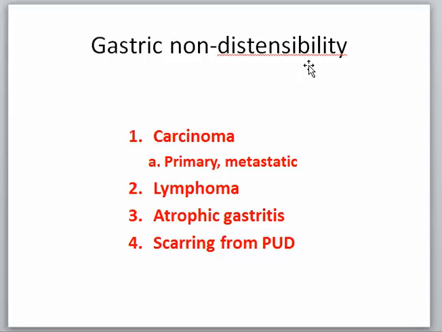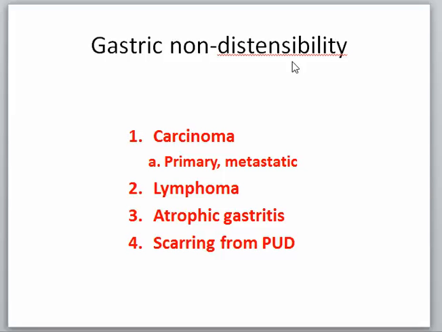Now we go to gastric non-distensibility. Of course, the first cause for gastric non-distensibility, that means that the stomach is not able to distend. And to detect this, it is better to be seen on fluoroscopy. In fluoroscopy, we have some peristaltic waves along the stomach. In such a case, it will be absent. There will be no peristaltic waves.